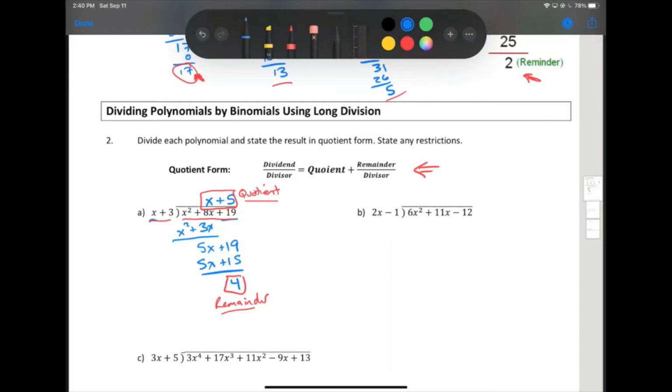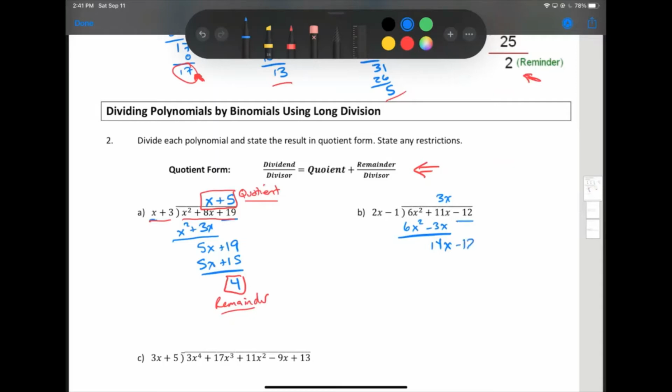Okay. Mechanically, let's see if we can do the next one, even if we're having a hard time really gripping what it means. I see that there's a 6x squared starting off my dividend. So in order to get a 6x squared, I'm going to have to multiply 2x by 3x. So I'm going to put a 3x here. 3x times 2x is 6x squared. 3x times negative 1 is negative 3x. Now be careful on the signs here because there's a negative there. The 6x squared minus 6x squared goes away. 11x minus negative 3x is 11x plus 3x is 14x.